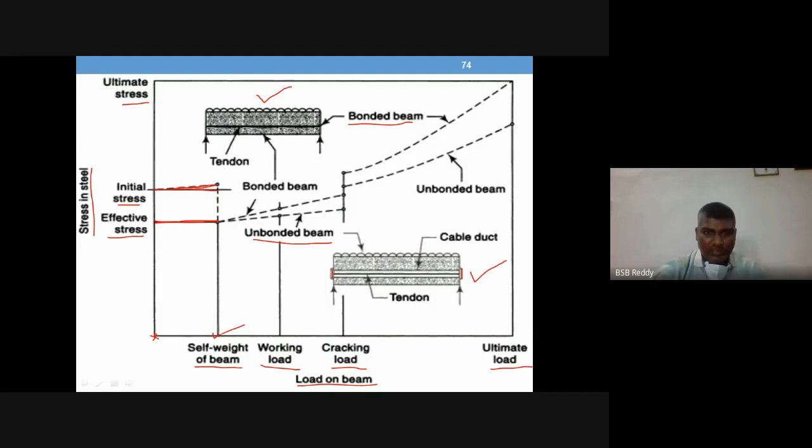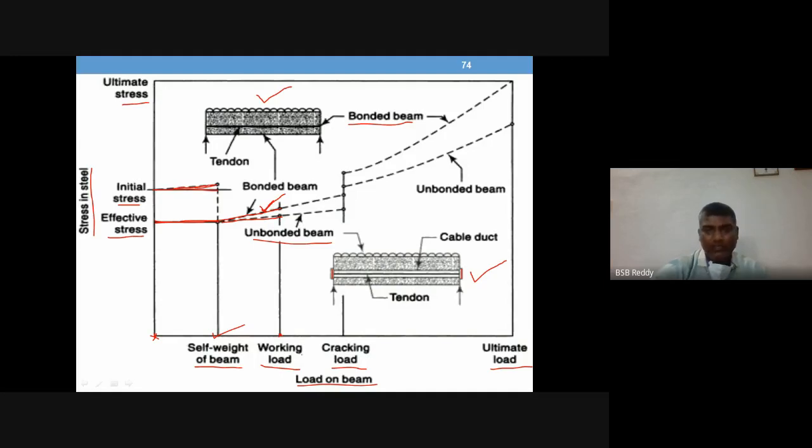Once it crosses the transfer stage, once the pre-stress is transferred to the concrete, then it starts taking the loads. As load increases and reaches the service load stage, you can clearly see that the bonded beams are taking more stress than the unbonded beams. The upper dotted line is bonded beams. So stress in steel is more in bonded beams than unbonded beams.